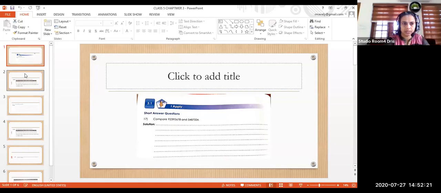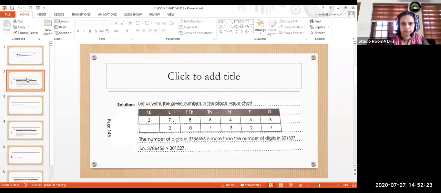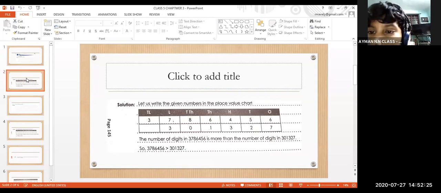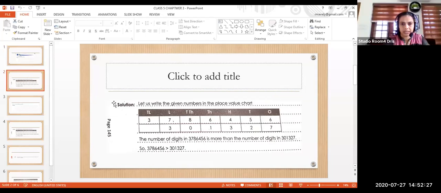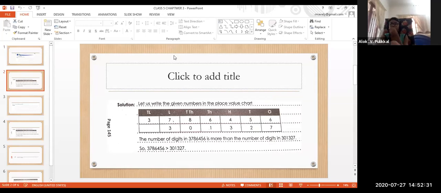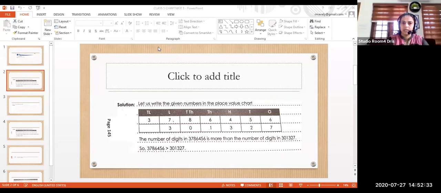So can you see the screen? Yes, ma'am. So no need to write that. Let us write the given numbers in the place value chart. We have to see the place value chart. You can draw it.